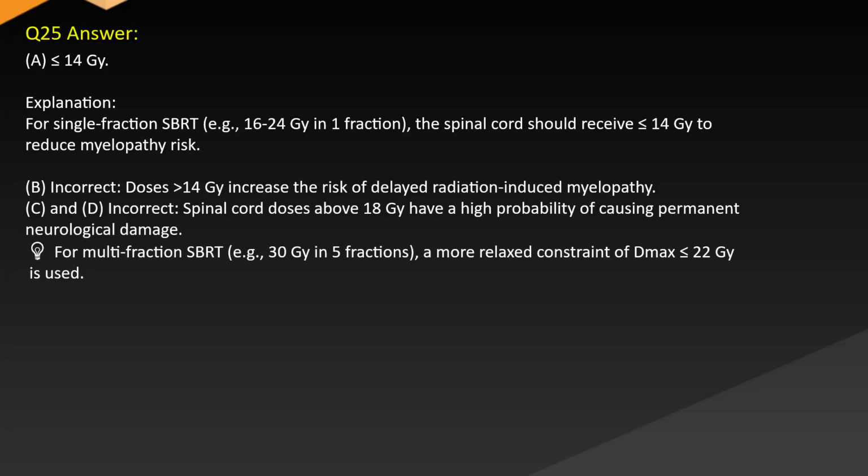Answer: A. 14 Gy. Explanation: for single fraction SBRT, 16 to 24 Gy in one fraction, the spinal cord should receive no more than 14 Gy, as higher doses increase the risk of delayed radiation-induced myelopathy. C and D are incorrect. Spinal cord doses above 18 Gy have a high probability of causing permanent neurological damage. Bonus: for multifraction SBRT, 30 Gy in 5 fractions, a constraint of 22 Gy is used.